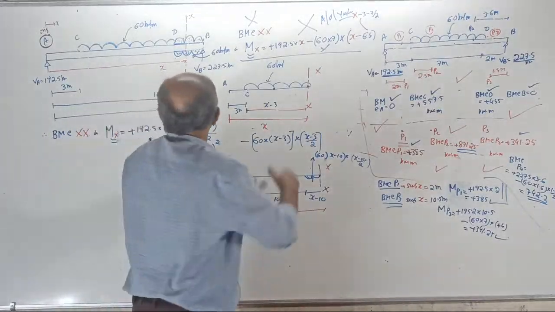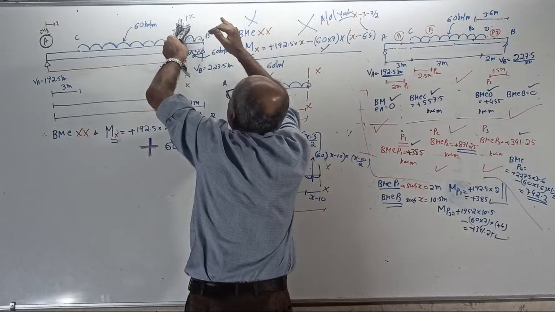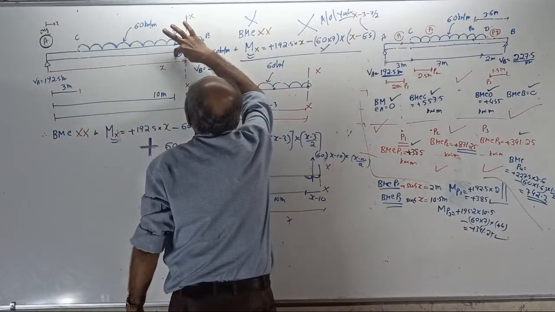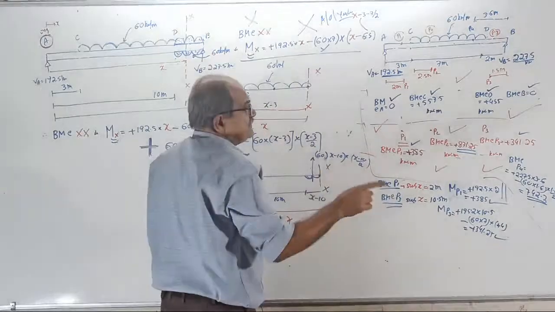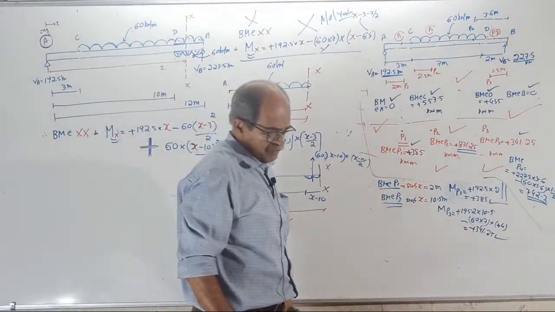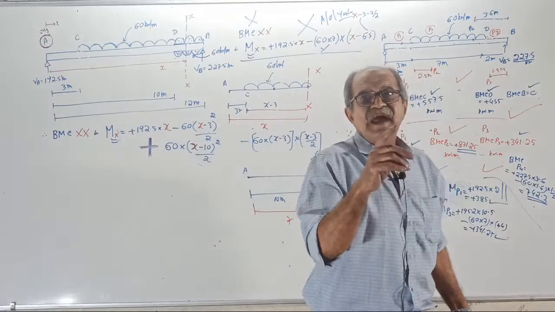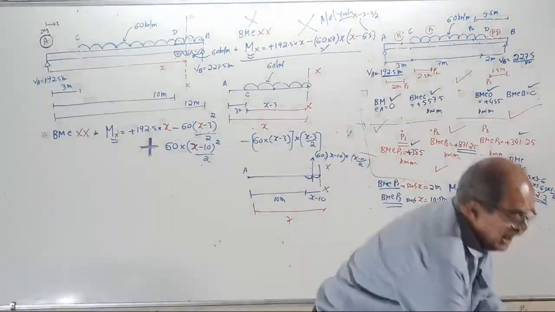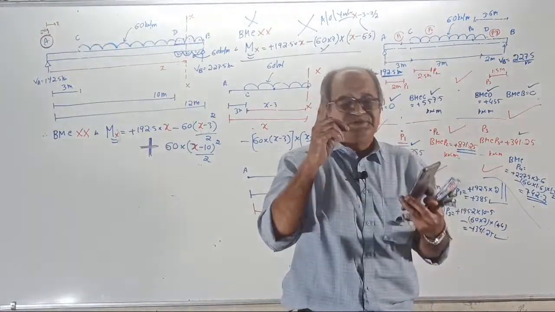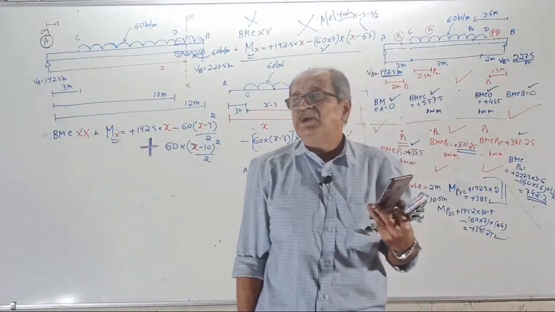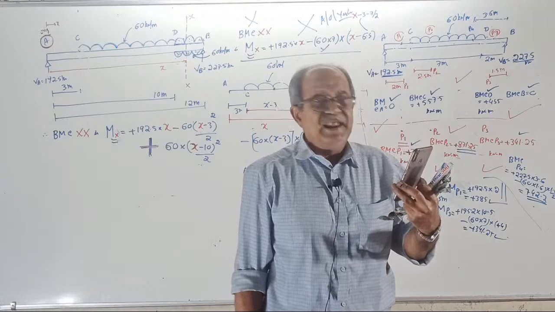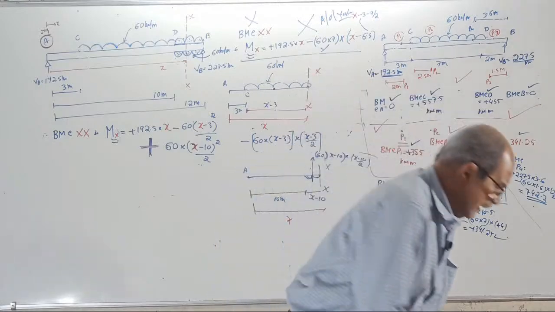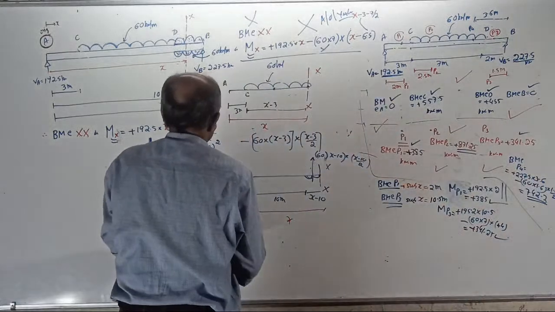Full, or see here, 60 into this much length. This is x, this is 10. So x minus 10 into x minus 10 by 2, whole square by 2. Fully clear? Next time I will not explain this way. I will tell you to go back to the first class where I introduced the extra UDL and study. I cannot waste time every class this way. Fully clear? Okay, this is the equation.